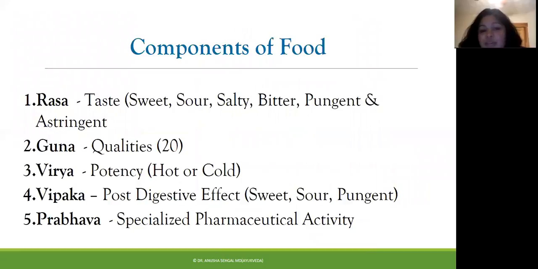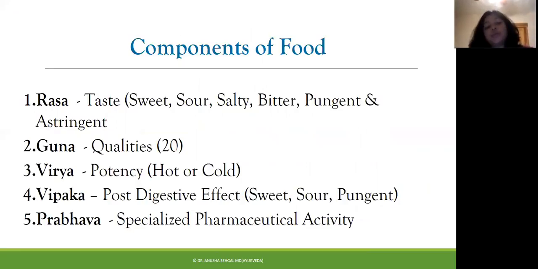So looking at this, what are the components in our food? We have different components in our food that help us to determine how our body is going to react to that. Okay. So whether it's good food or bad food, if it's good for me, not good for you, what determines that? It is determined by these particular components.